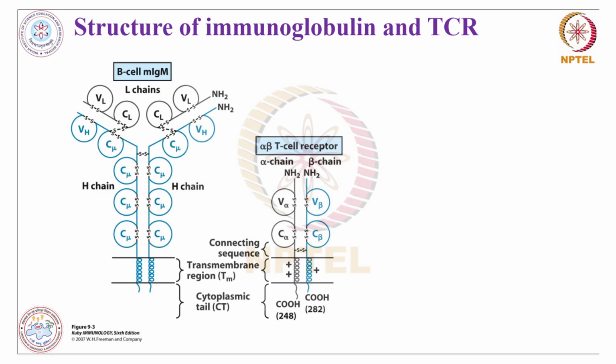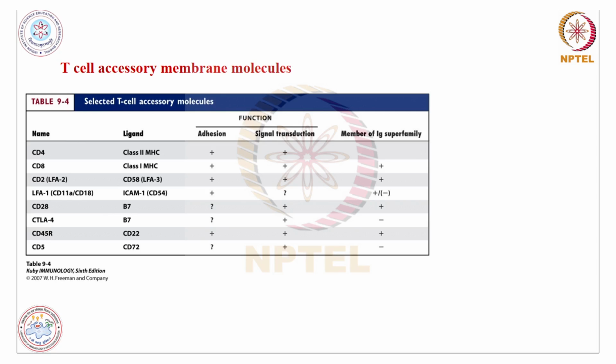So this is the structure of the immunoglobulin and the T cell receptors. The structure of immunoglobulin, or the antibody, we have just seen. And the structure of the T cell receptor also has a variable and constant region which have alpha and beta portions, and there is a connecting sequence, and there is a transmembrane region, and the cytoplasmic tail, which is the C terminal here, and here this is the N terminal. So this is the structure of the T cell receptor, and this is your immunoglobulin.